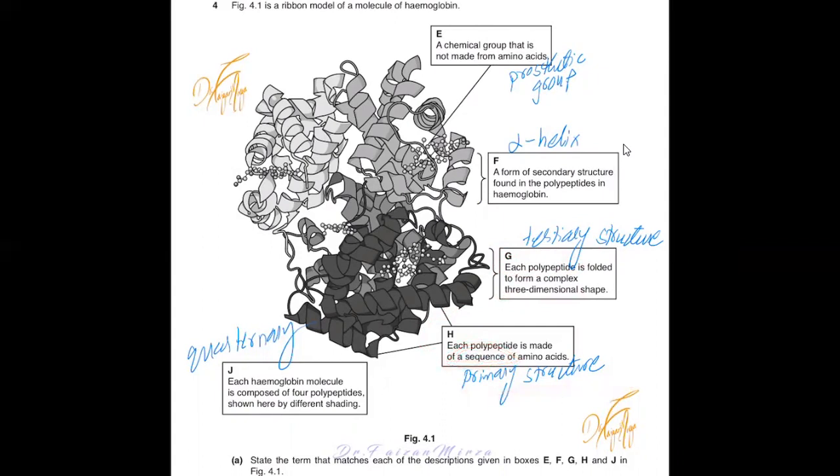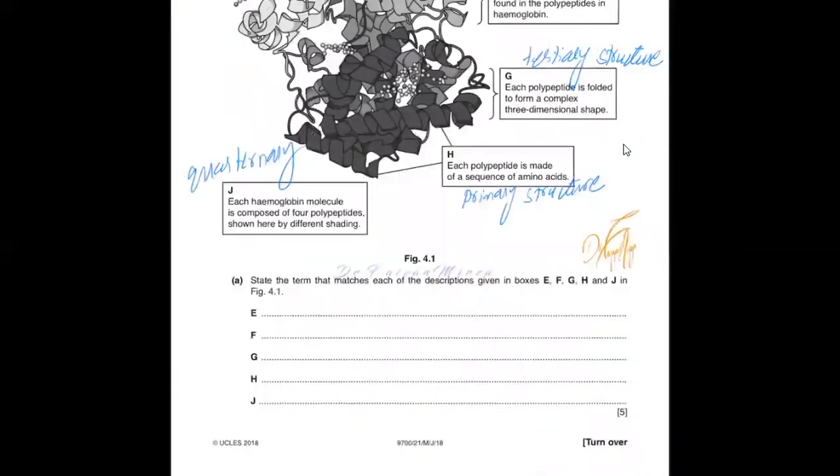Each hemoglobin molecule is composed of 4 polypeptides, shown here by different shading. So if 4 multiple polypeptides join together, that must be quaternary structure. So you just mention each of these, and you get 5 marks here.